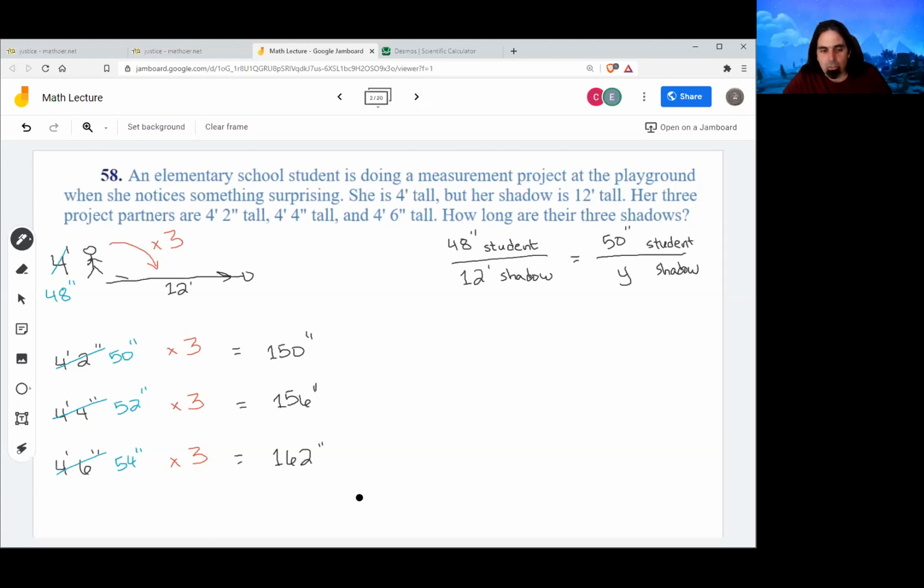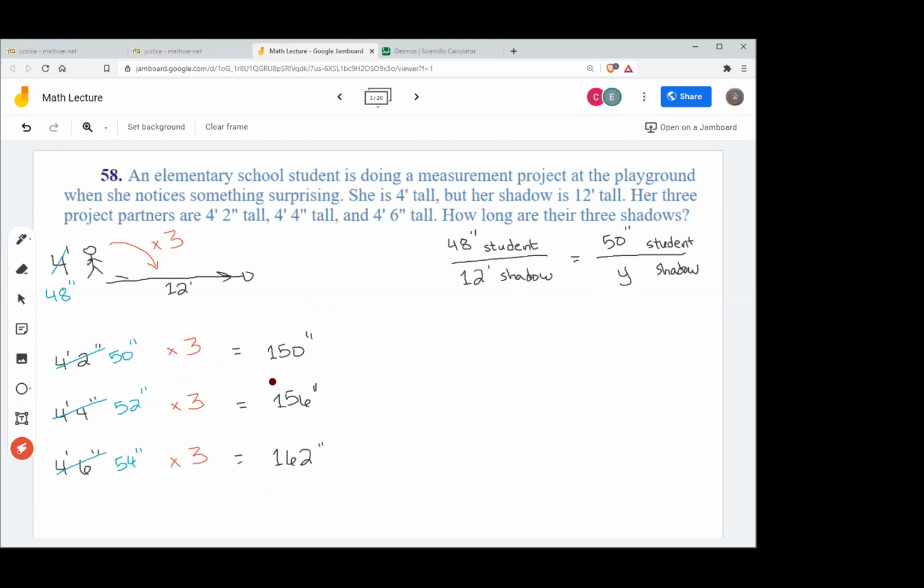But that was a lot faster to just do a times 3 each time than to try and do the proportion each time. Should we be done with this one, or do you want to take these numbers and change them into so many feet and so many inches? Can we turn it to feet, please?